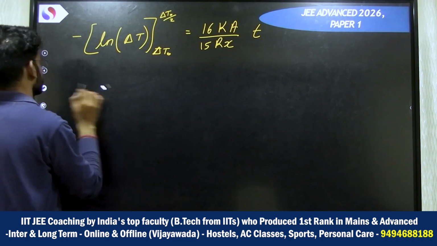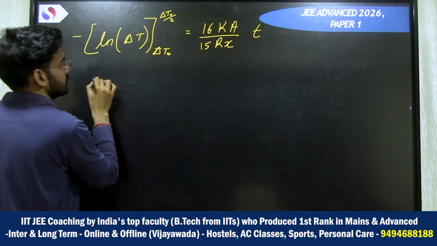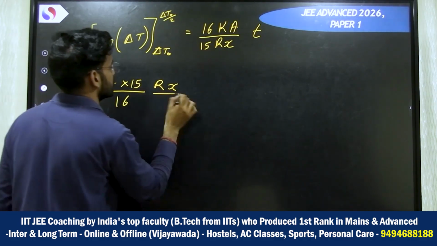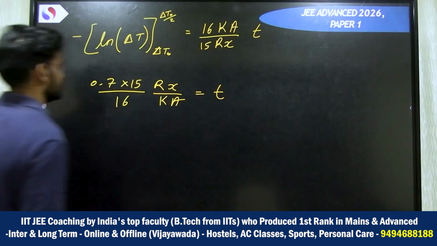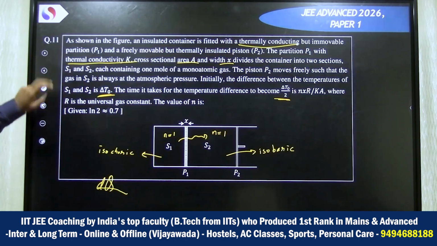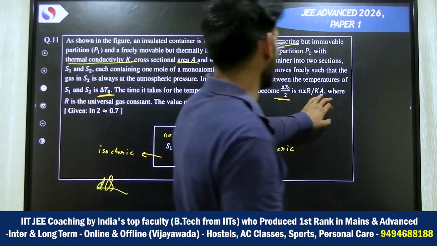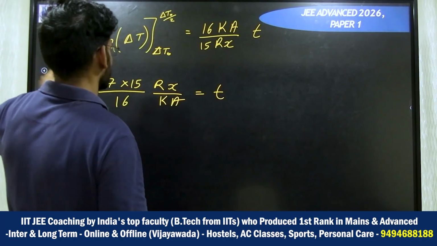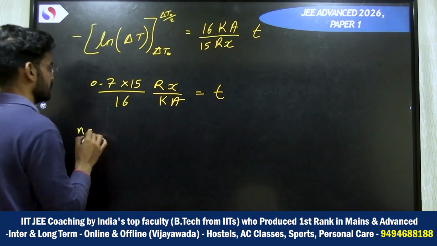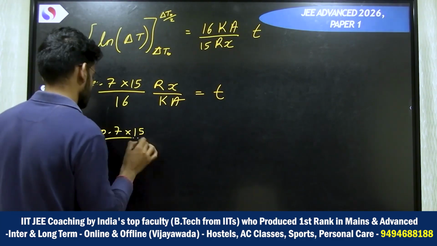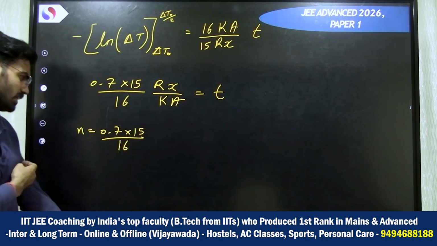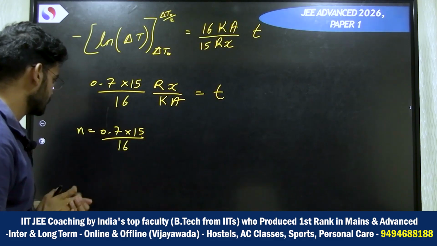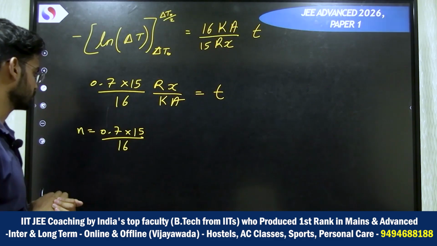And that will be your final answer. So you can say 0.7 into 15 Rx divided by 16 Ka is equal to T. This is what we wanted. Now if you compare with the value given, n Rx divided by Ka, so this is your n, 0.7 into 15 by 16. Numerically solve, like by calculator you solve, and then put it to two decimals, you can round off up to 2 decimals. Got it?